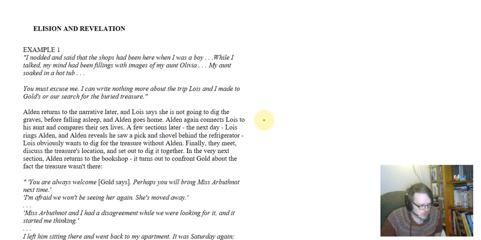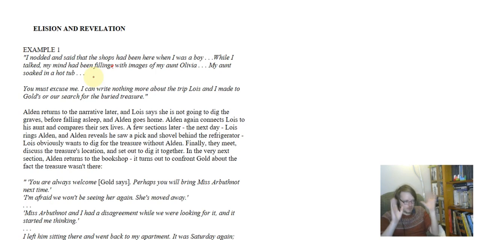And in terms of when they go to Gold's bookshop, we have a scene I've selectively quoted. He says, "This is Alden, the narrator," because he's narrating all this. "I nodded to the thing and said, 'The shops had been here when I was a boy.'" And then there's a bit of description, and then it says, "While I talked, my mind had been filling with images of my Aunt Olivia, my aunt soaked in a hot tub." And then he essentially has an erotic vision of his aunt.